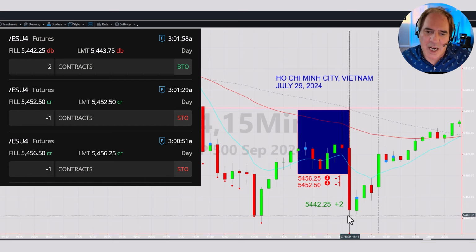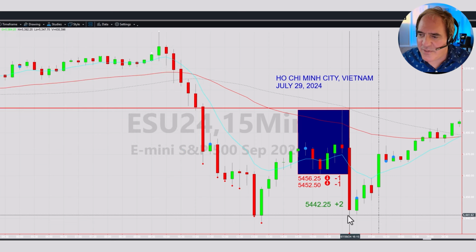So if we calculate the amount of ticks, remember each point in the S&P 500 is $50. So we're looking at a total of, rough calculation, 24 points, net 24 points. So 24 times 50. So again, not bad for a couple minutes worth of work.